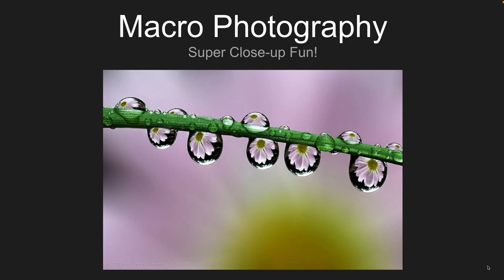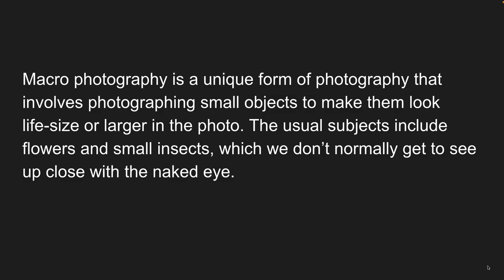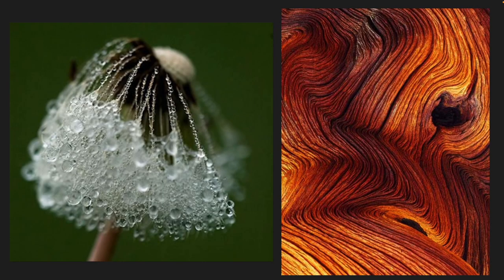for macro photography. We will be going outside, but you do have a few options of what you take pictures of. So macro photography is a unique form of photography that involves photographing small objects to make them look life-size or larger than life in the photo. The usual subjects include flowers and small insects, which we don't normally get to see up close with the naked eye. But nature in general is kind of the go-to, but also you'll have some other options that aren't nature-based.